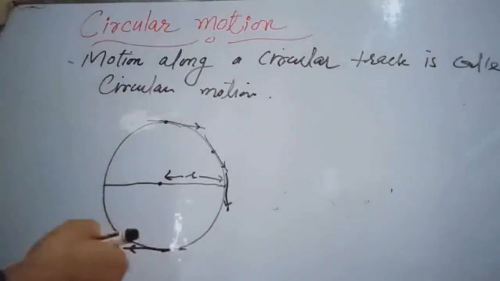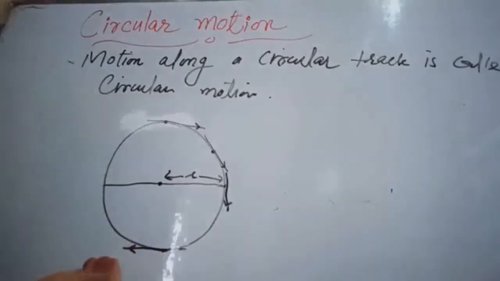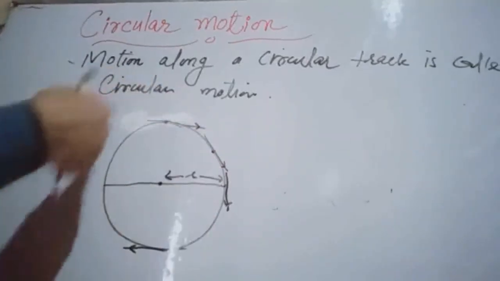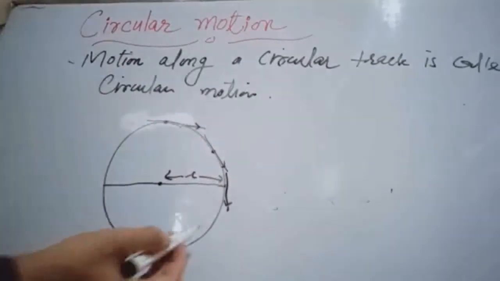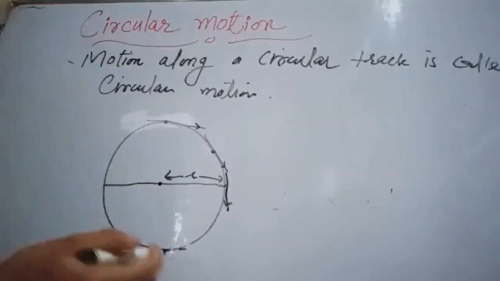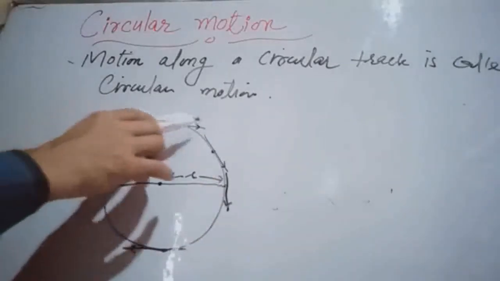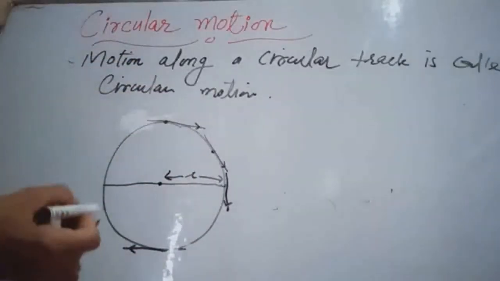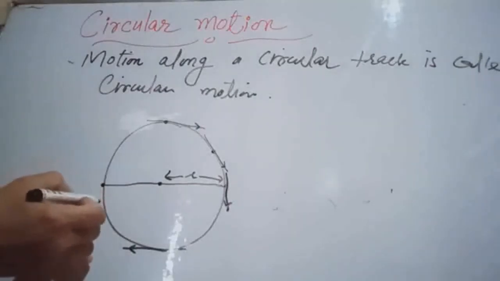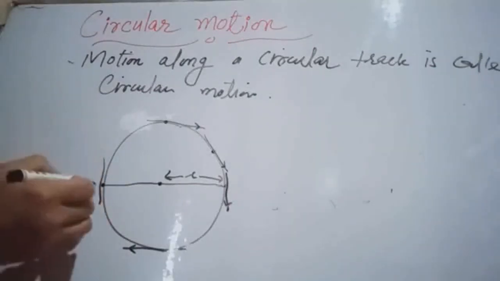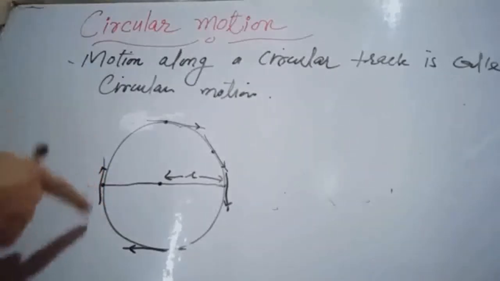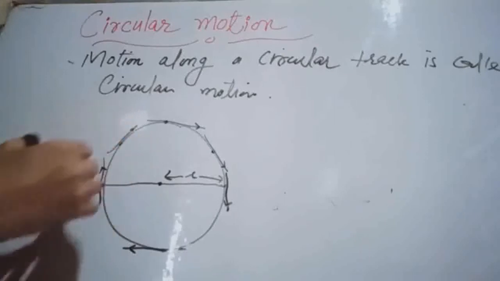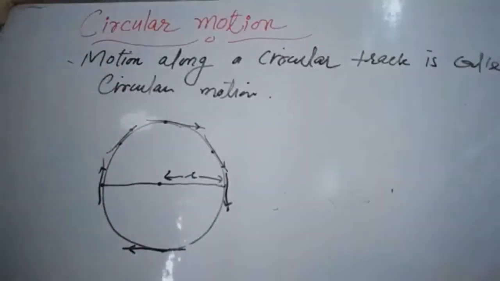This shows the direction of the velocity. If the body is moving in this direction, we will draw a tangent, and this arrowhead shows that the body is moving in this clockwise direction. Similarly, if the body is here moving in clockwise direction, we will draw a tangent here. This tangent will give the direction of the velocity. If the body is here, we will draw a tangent here. This tangent will give the direction of the velocity.